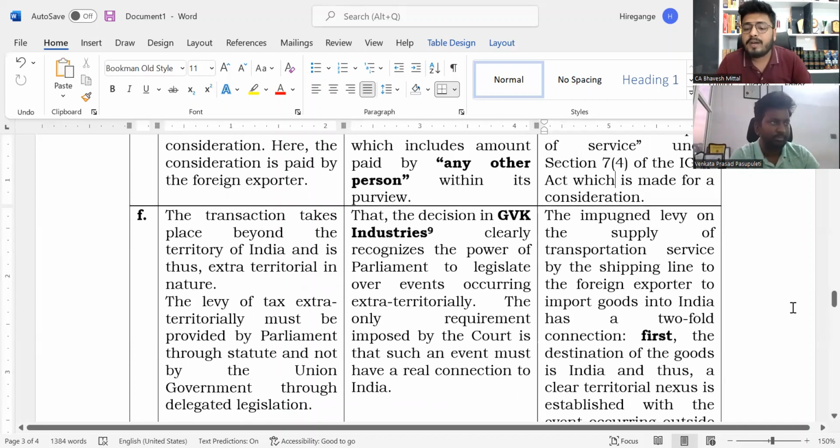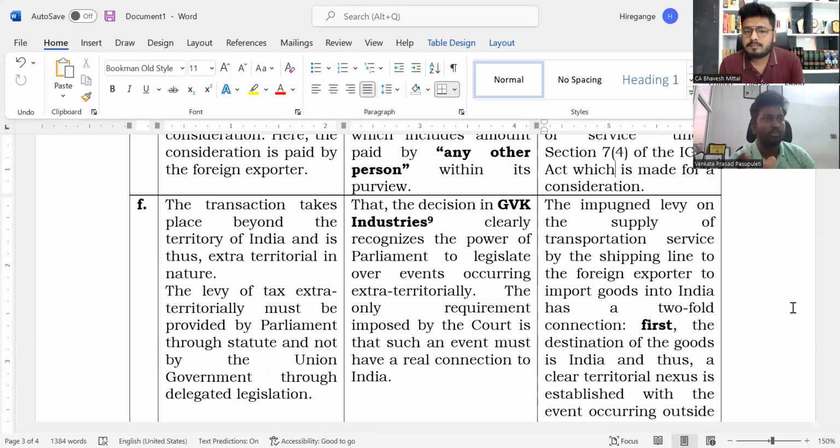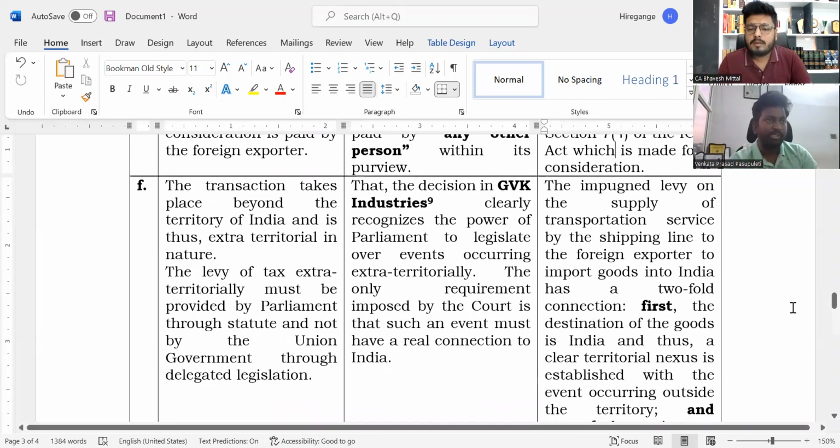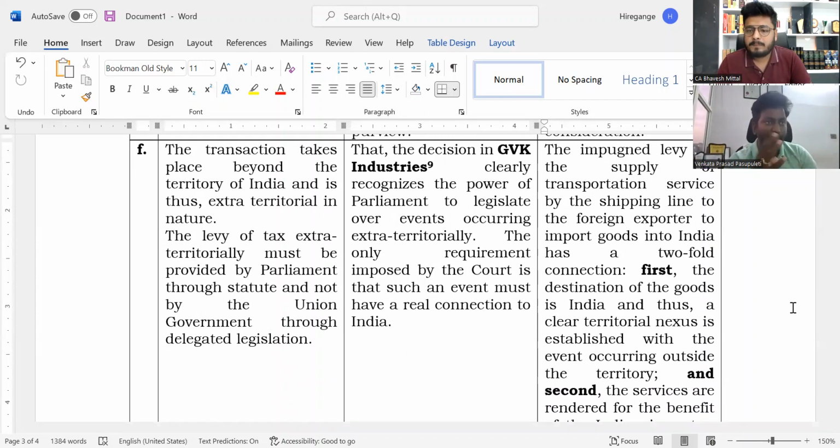Another point which the revenue raised was... any point, Venkat sir? Yeah, go on. The point was the argument that consideration always has to flow from the recipient. In this case, the consideration to the foreign transporter is not being paid by the Indian importer. Thereby, he cannot be recipient.